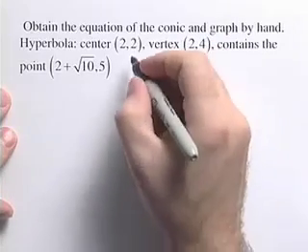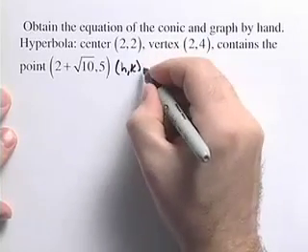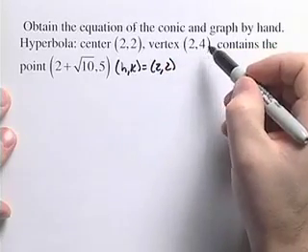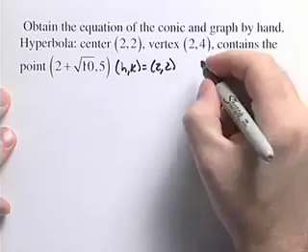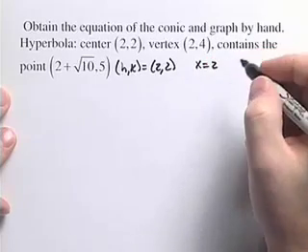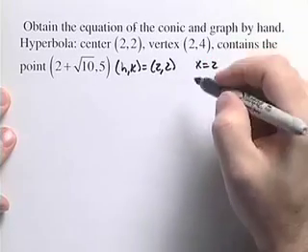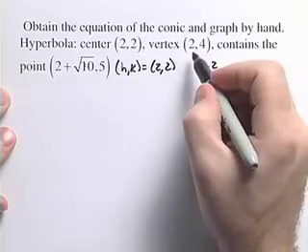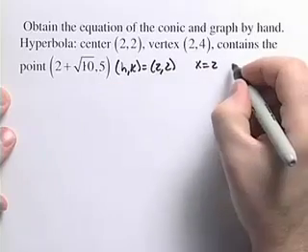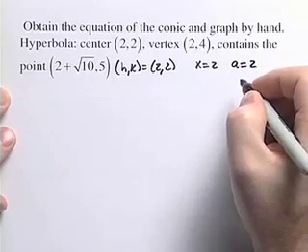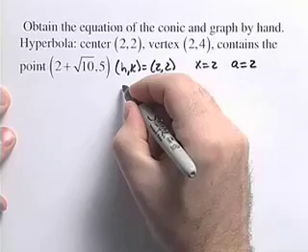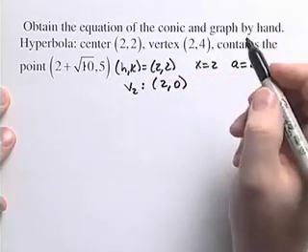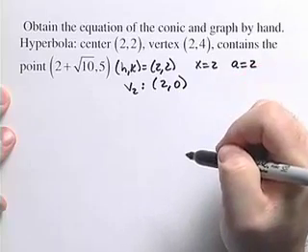Since we know that the center is (2, 2), we get (h, k) is (2, 2), and the vertex is (2, 4). Both the center and the vertex lie on the line x equals 2. Therefore, our transverse axis is parallel to the y-axis. The distance from the center to the vertex is 2 units, so a is equal to 2. Therefore, our other vertex, we'll call that V2, must be the point (2, 0). We'll go 2 units below our center.